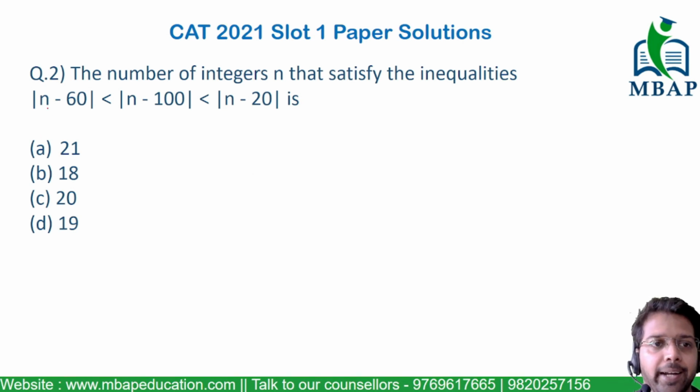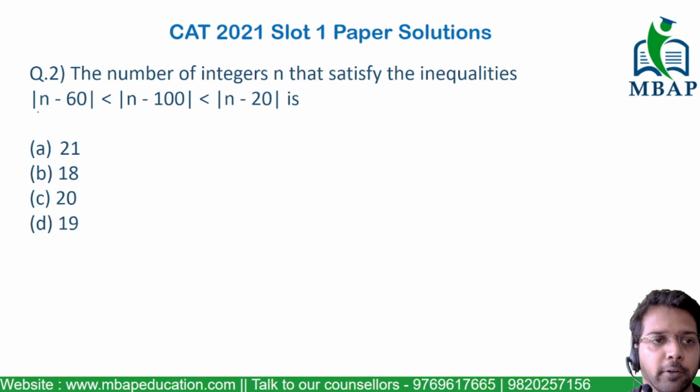Now certainly n minus 60, n minus 100 and n minus 20 are distances from the value of n. Let's say n is 40, so the difference between 40 and 60 will be 20, and the mod of n minus 60 will become 20. Likewise, it is the distance of n to 60, the distance of n to 100 and the distance of n to 20.